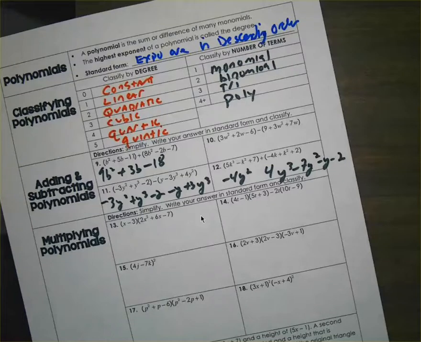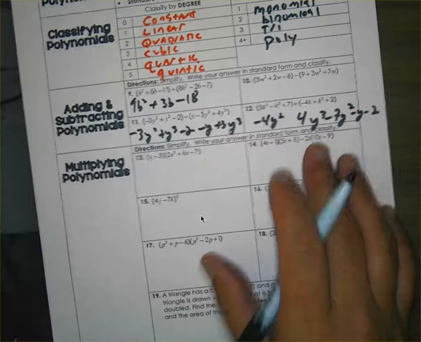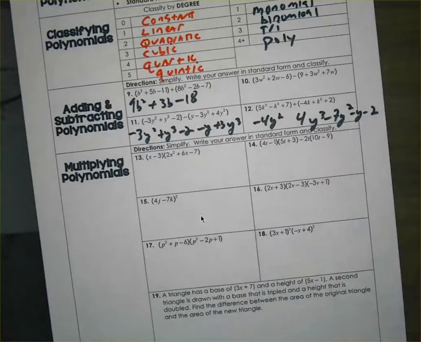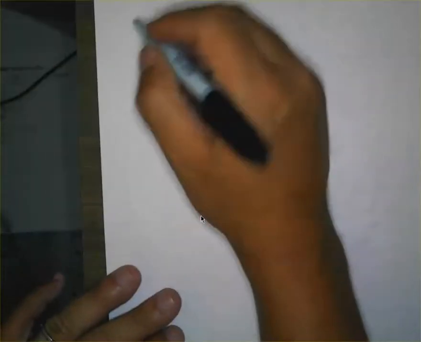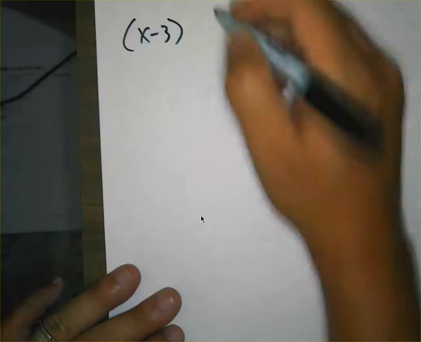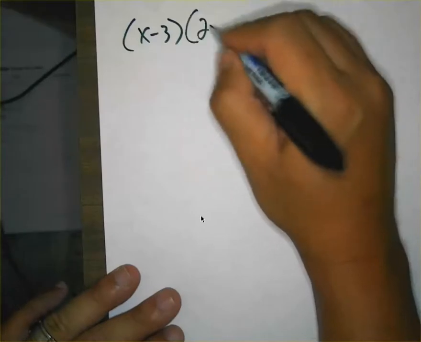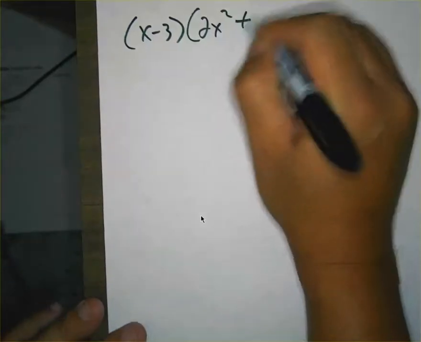Now when you multiply, that can be a little bit crazy. So I got a couple ways to show you this. A couple ways that I'm going to do this is I'm going to go off of the sample here and do a couple of them. Like number 13, you got x minus 3, and then you got 2x squared plus 6x minus 7. Well, how am I going to do that one?